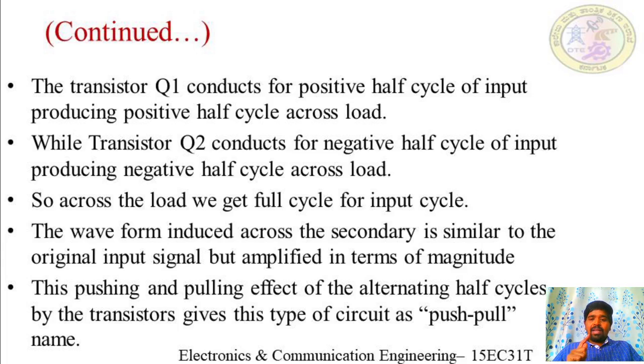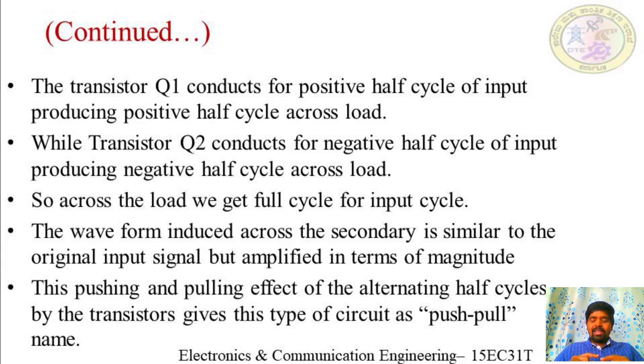So that's why transistor Q1 conducts for the positive half cycle of the input signal and the output will appear as the positive half cycle. So what will happen to the other transistor during this condition? That's what they mention. While transistor Q2 conducts for the negative half cycle of the input, that means during the positive half cycle, transistor Q2 will be pulled out of the conduction mode. That means it is off. During the positive half cycle, Q1 will be on, Q2 will be off. Q1 will be pushed into conduction mode, Q2 is pulled out of the conduction mode.